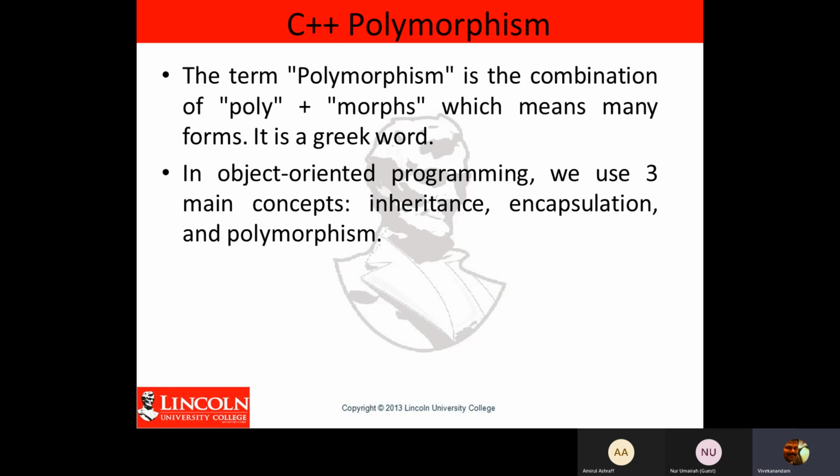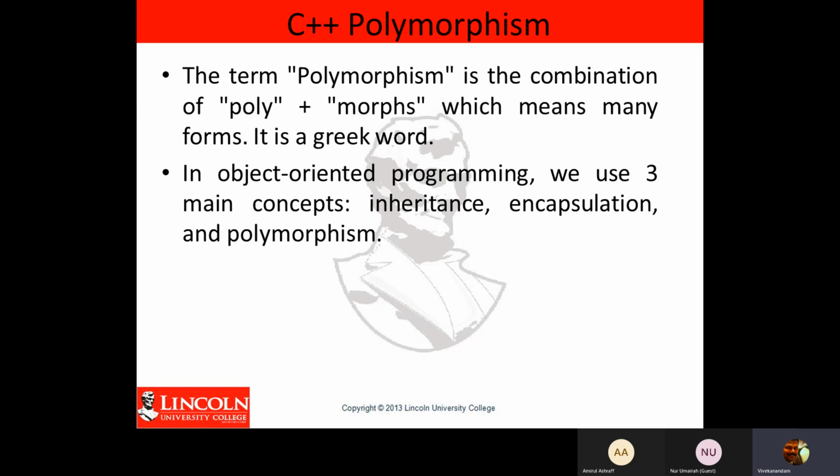Polymorphism is a combination of two Greek words: poly plus morphism. There are two names, poly and morphism. All of you able to hear me, right? Yes, sir. Okay, thank you. Polymorphism: poly plus morphism.